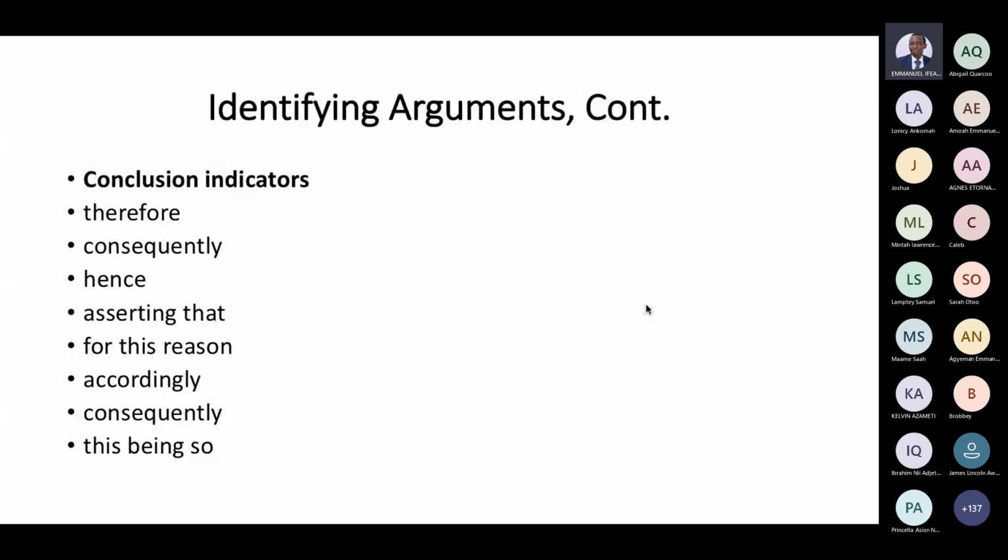And then you have the conclusion indicators. You have therefore, consequently, hence, asserting that, for this reason. These tell you are looking at a conclusion.